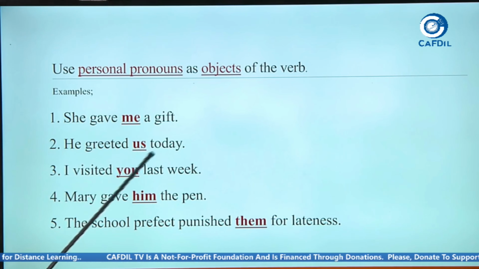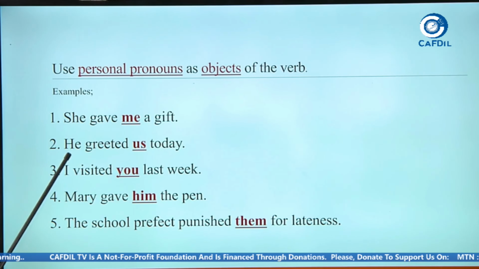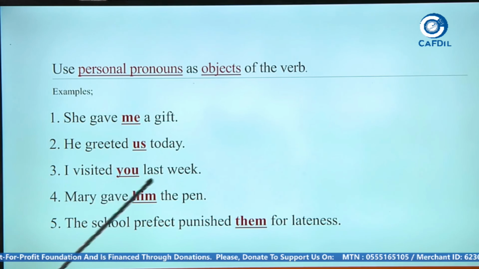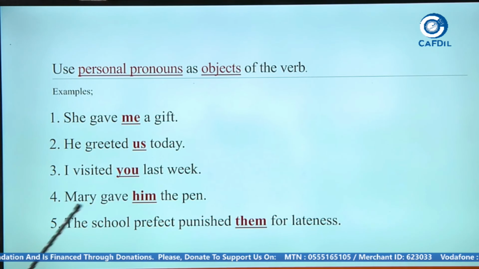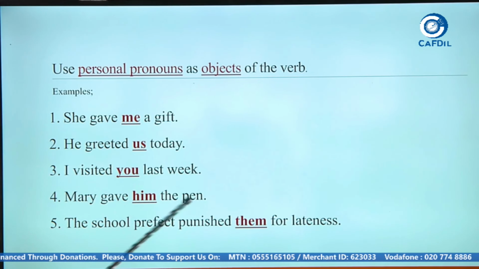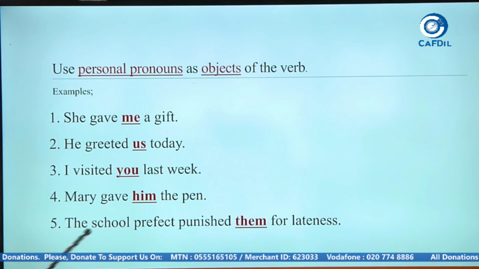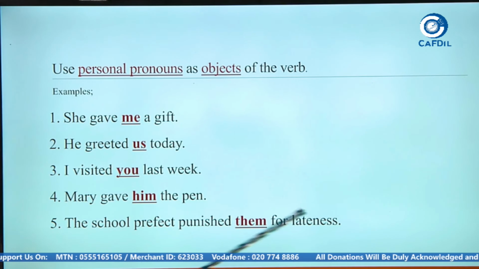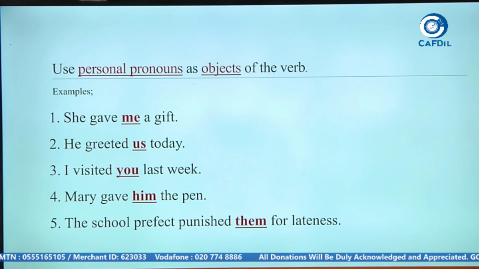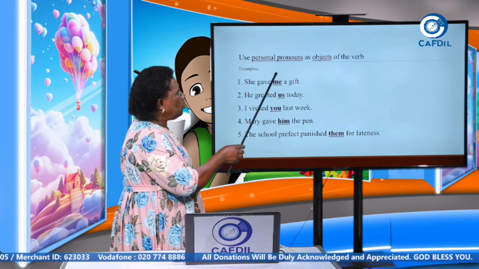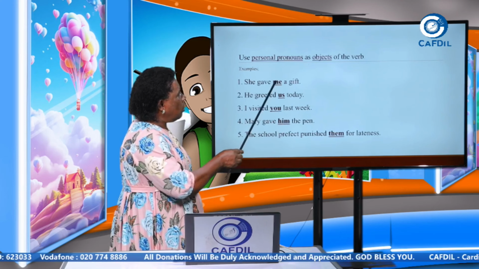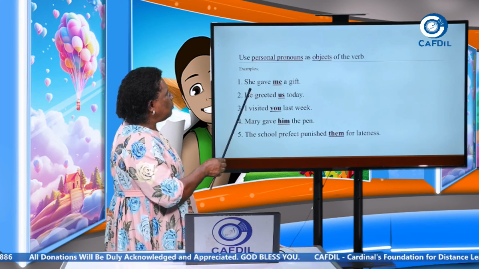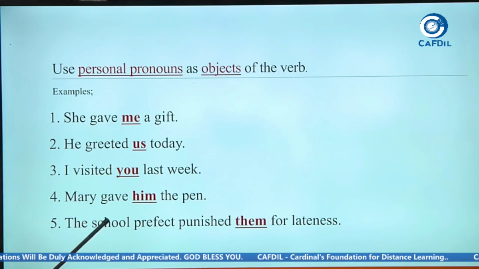2. He greeted us today. 3. I visited you last week. 4. Mary gave him the pen. 5. The school prefect punished them for lateness. So we see that all these are object pronouns, and they come after the verb.